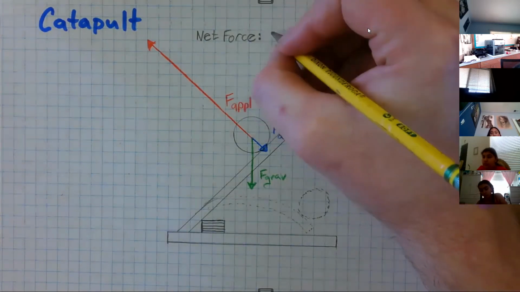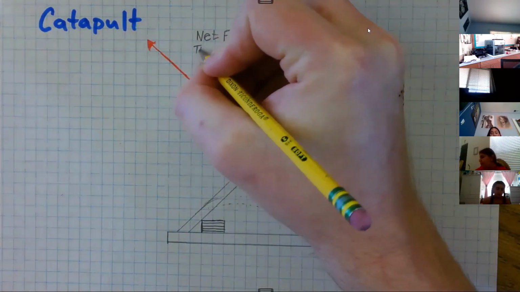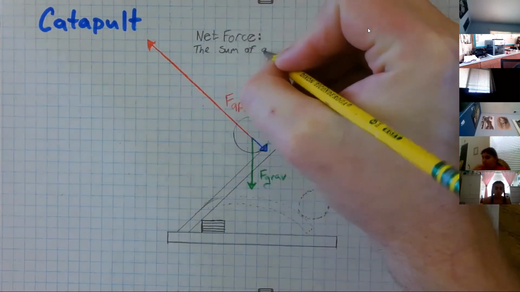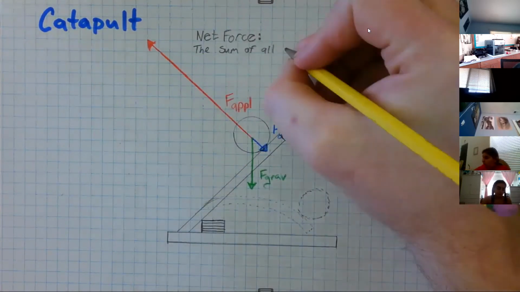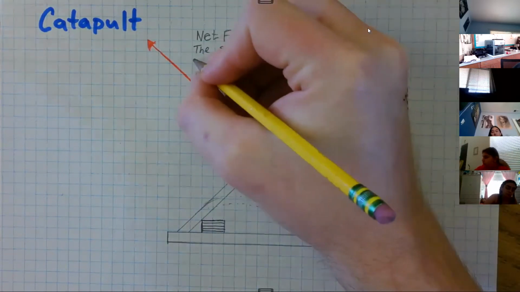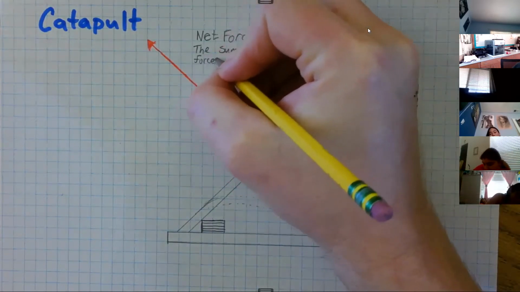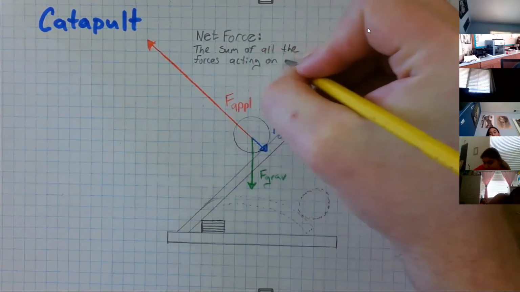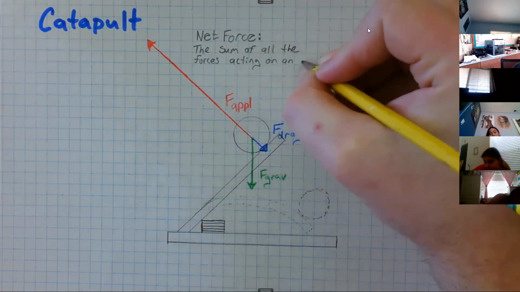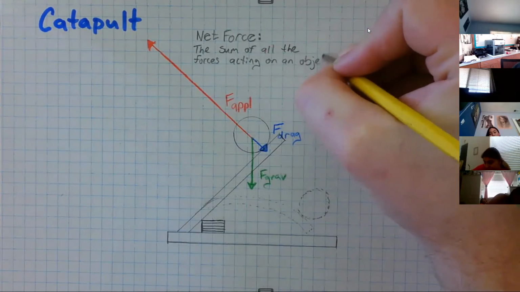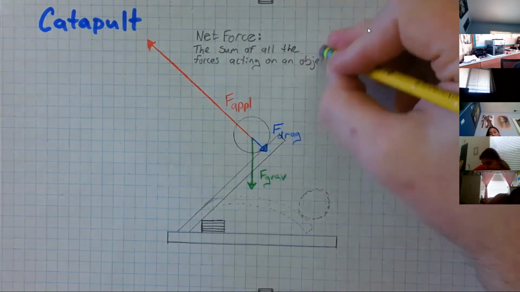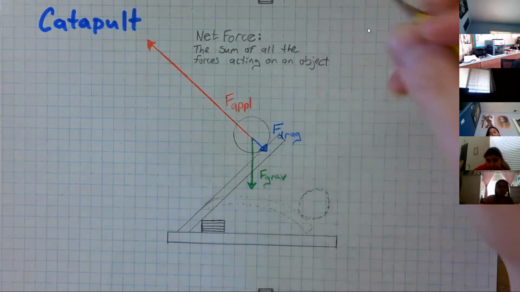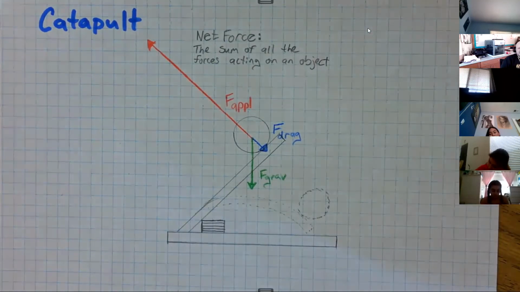Yes, the net force is the sum of all the forces acting on an object. And so because it's the sum, what does that mean? Well, it means we add them all together.